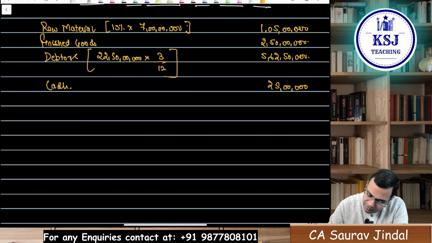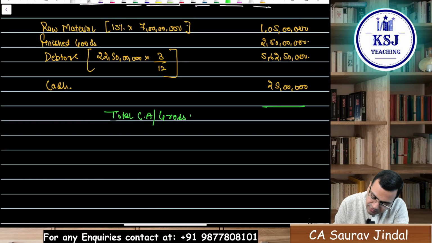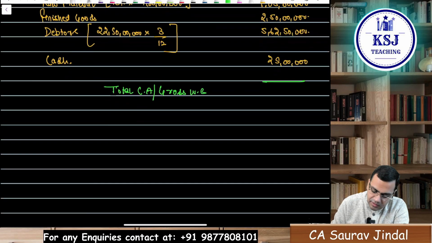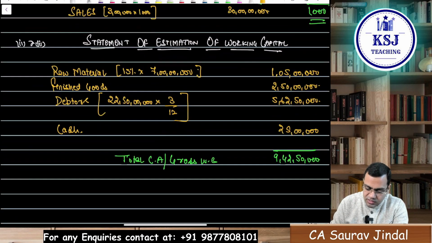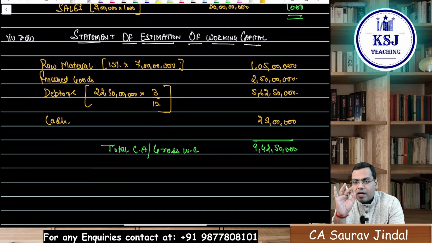So that means from here we can have what? From here we can have our total current assets. Total current assets, or what we call gross working capital. Right, so this will come to 9 crore 42 lakh 50,000. Right, so this is what is there regarding the current assets.